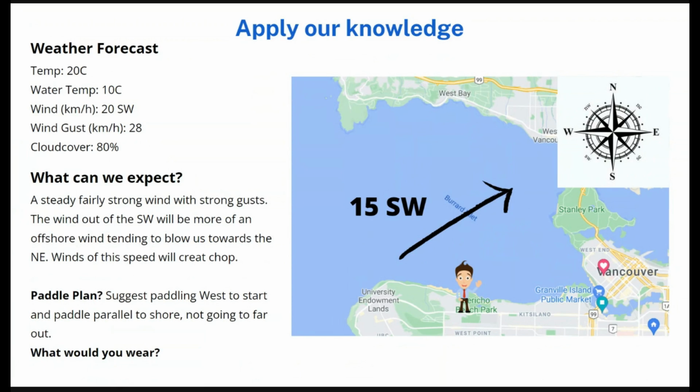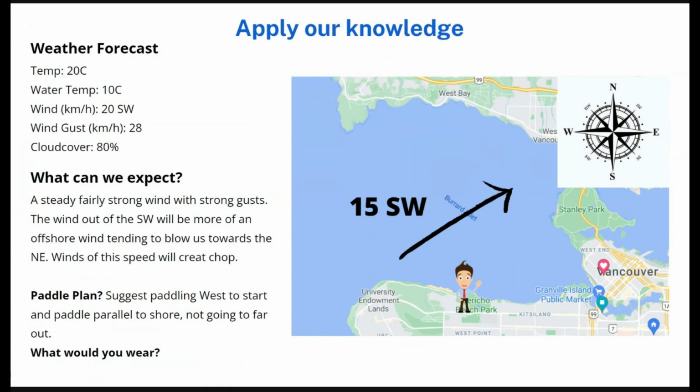So for the paddle plan, I would suggest paddling west to start. If I was starting here, I would paddle west. You want to do the work to go into the wind, paddling close to shore, not going so far out. We want to paddle horizontal, not letting ourselves blow out. And then ideally we're able to catch some of that wind on the way back, or not have to fight it all the way in, but we still have to do a little bit of work to come in because it's coming off our back right quarter.